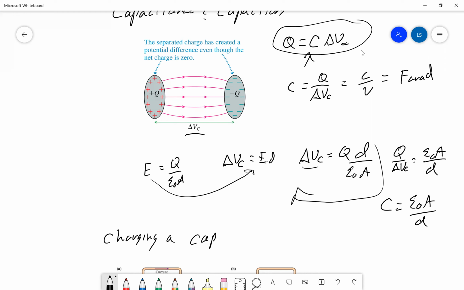Different capacitors that have different geometries have different capacitances, but this one's the most accessible. That is the capacitance of our parallel plate capacitors. It depends on the area and the distance between the plates. So if we want more capacitance, we can increase the area or decrease the distance between them.